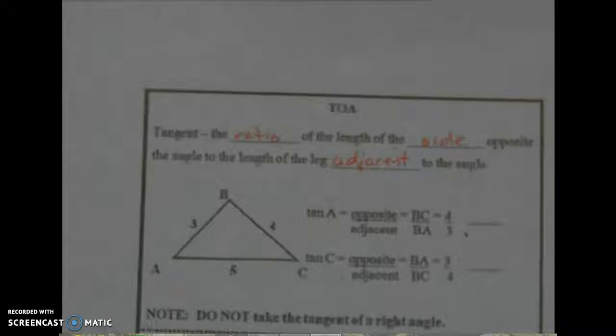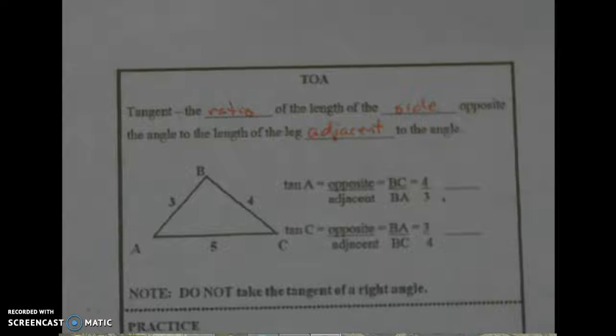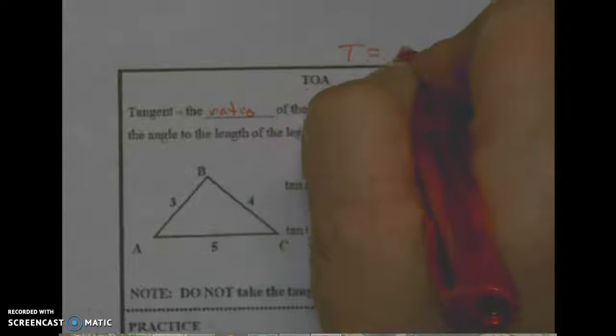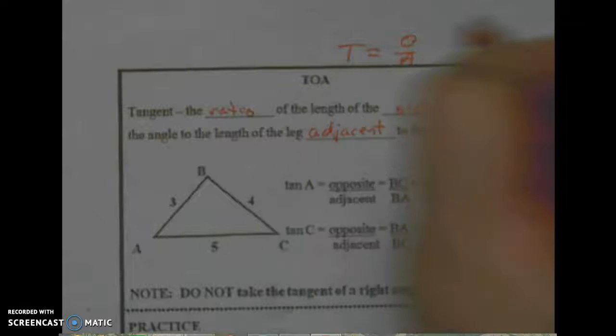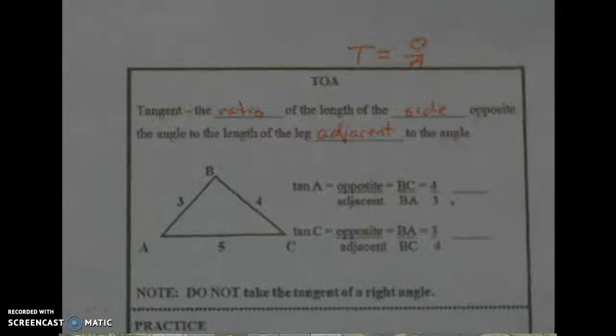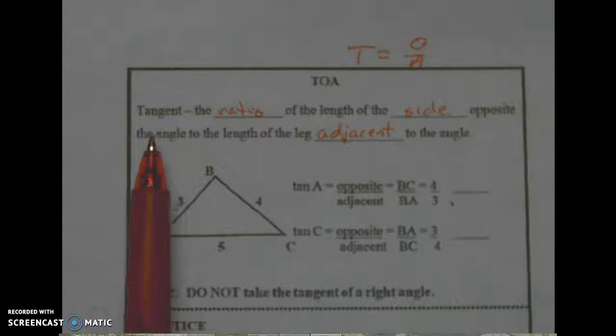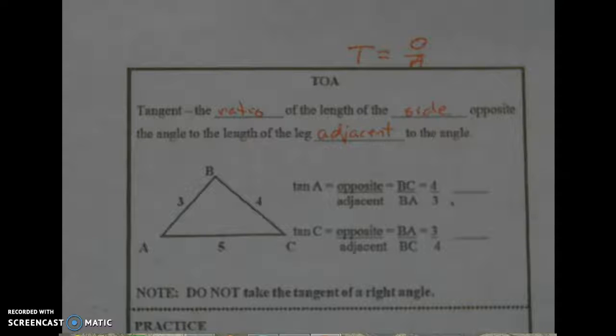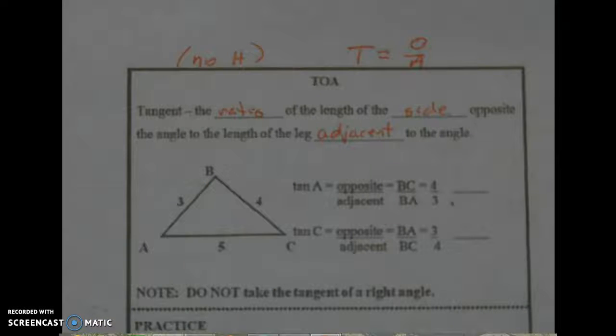If I look at my last trig function, that's SOHCAHTOA, the TOA part reminds me that the T is equal to O over A, opposite over adjacent, and the tangent is the ratio of the length of the side opposite the angle to the length of the side adjacent to the angle. So for the tangent function, I never use the hypotenuse. So if they don't give me a hypotenuse, I'm expecting to use my tangent function.